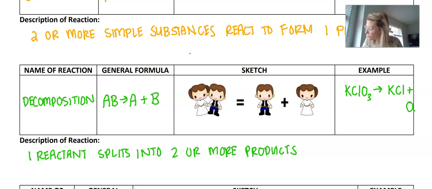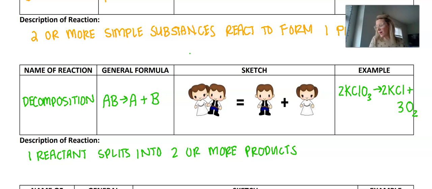And I ran out of room here, so I'm just gonna write it on the bottom. So here you can see we have a more complex compound. This compound contains a polyatomic ion, and it's decomposing to form potassium chloride, a simple compound, a binary compound, and an element which is just oxygen. Obviously, this is unbalanced. You do want to always make sure your reactions are balanced. Okay, but that's going to be our decomposition reaction.